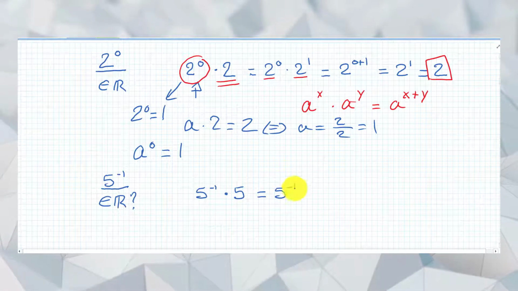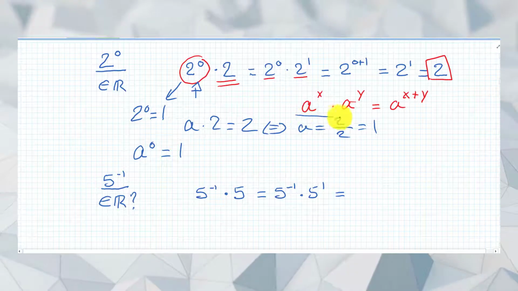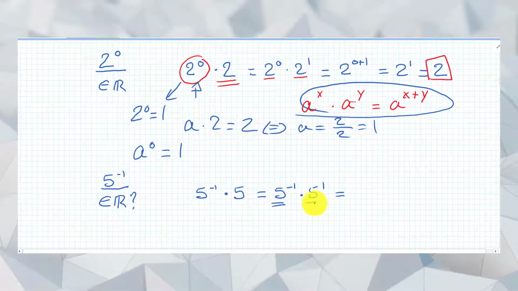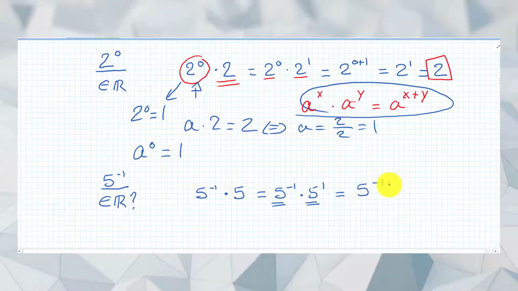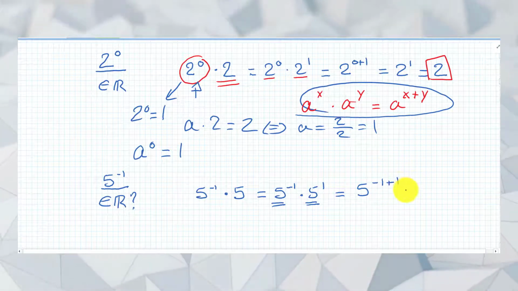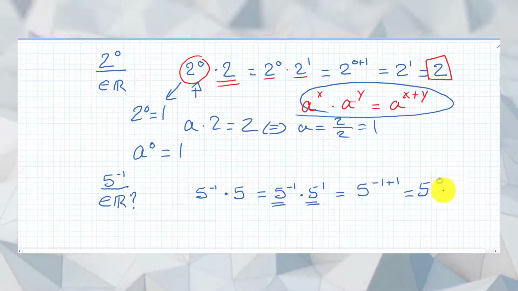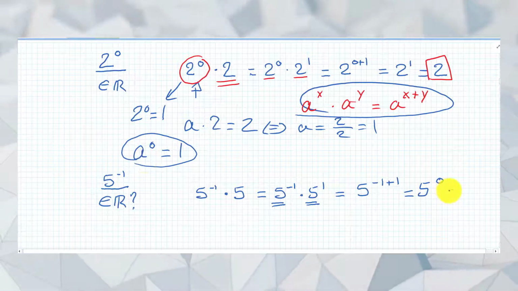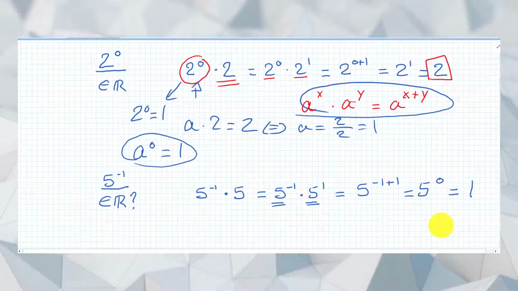5 is the same as 5 to the first power. Again, I want this property to be true. I am multiplying right here two exponentials with the same base, so I want to be able to add the powers. So this is negative 1 plus 1. But what is negative 1 plus 1? It is 5 to the 0. Right before, we defined a power of 0 as 1. So this is 1.